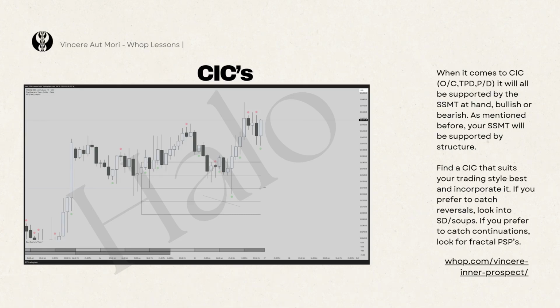So find a cracking correlation that suits your trading style and incorporate it. If you prefer to catch reversals, look into swing divergence and soups, right? Below true day open or above, whichever one, bearish or bullish. If you prefer to catch continuations, look for fractal PSPs, right? I'm going to go over that in a different video. I use that a lot.